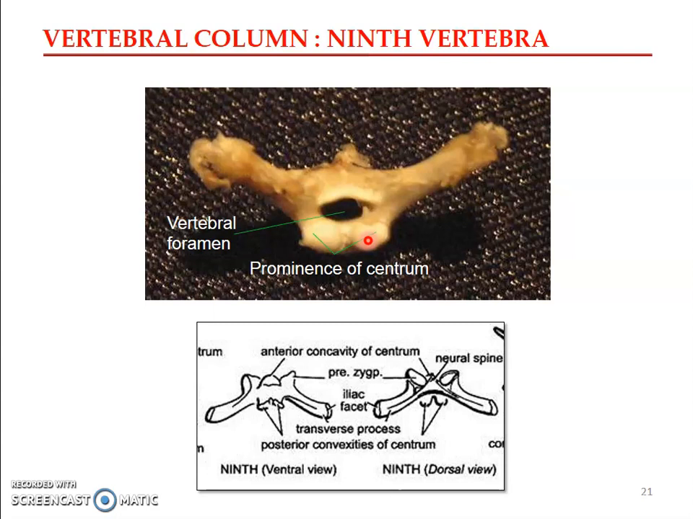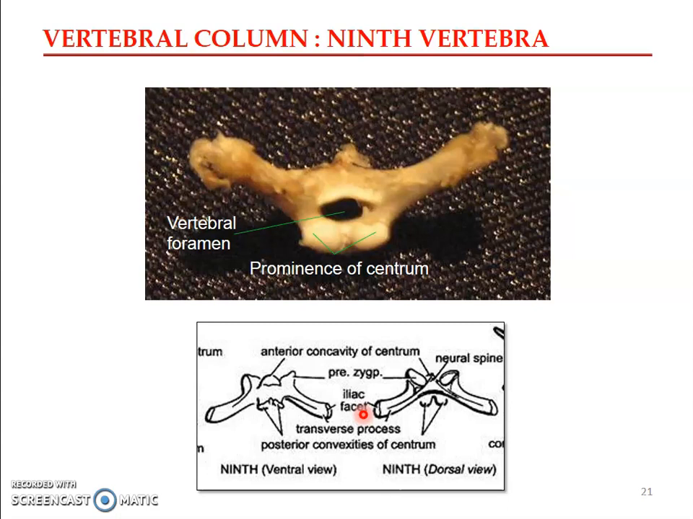The iliac facet you can see on the terminal end of the transverse process. It is present at the tip of each transverse process, and it is meant for the articulation of the iliac bone of the pelvic girdle. So the sacral vertebra, or the ninth vertebra, articulates with the iliac bone of the pelvic girdle through the transverse process. The neural spine is very small, inconspicuous, that is, greatly reduced. The pre-zygapophyses are well developed along the anterior end of the neural arch.